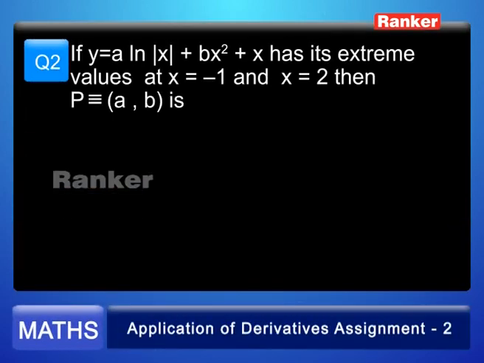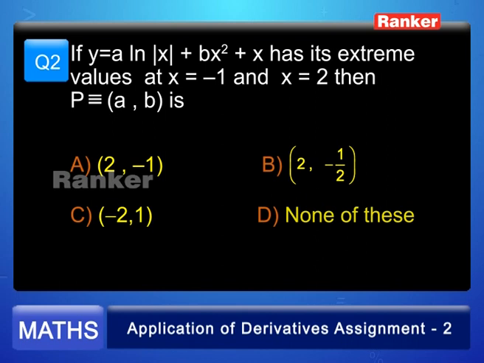Next question. If y is equal to a log mod x plus b x square plus x has its extreme values at x equal to minus 1 and x equal to 2, then a comma b is: option A, 2 comma minus 1; option B, 2 comma minus half; and options C and D.